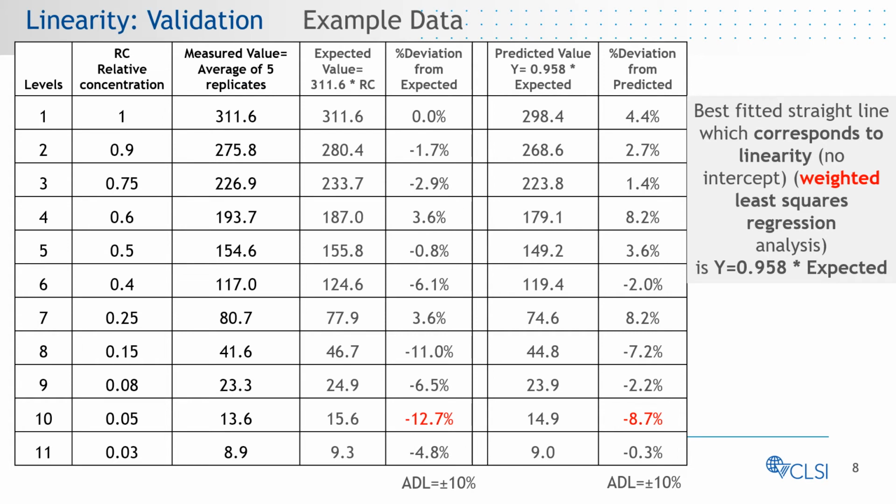After running the weighted linear regression, deviations from linearity are calculated for each data point, and the deviations are compared to clinically acceptable criteria called allowable deviation from linearity, or ADL. All points within the ADL are considered acceptable.